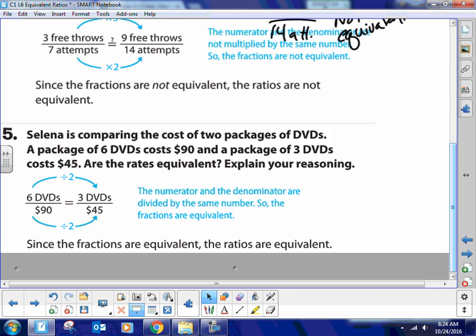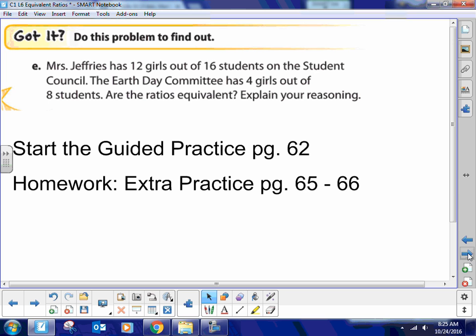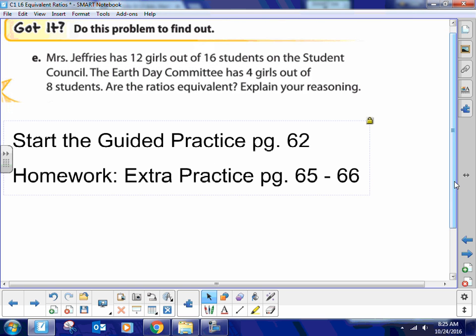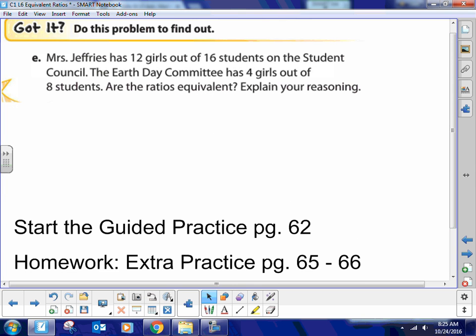I would have recognized that 90 is double 45, so I would have probably doubled 45 to get it up to 90, and then we'd have doubled 3 to get it up to 6, and that would have been equivalent. Either way, all right? So let's try these. We have one more to do, right? And then you can start the guided practice. Here, I'll move this out of the way.